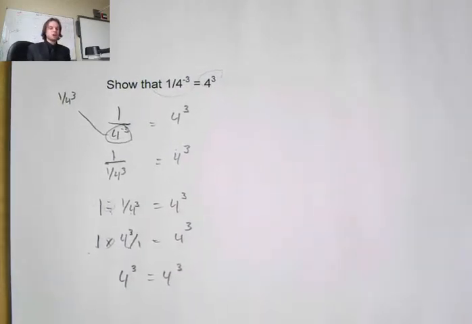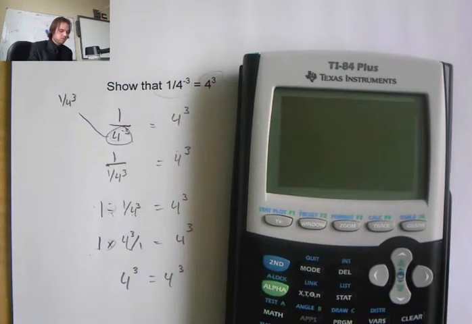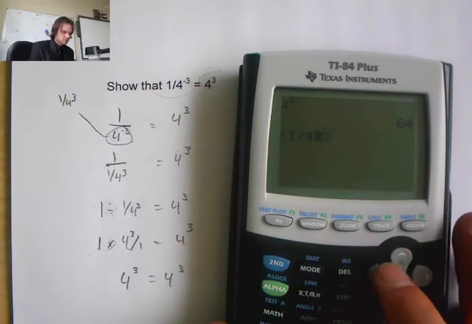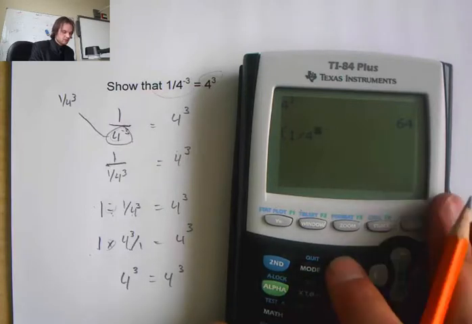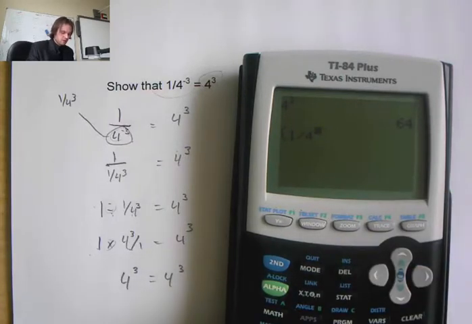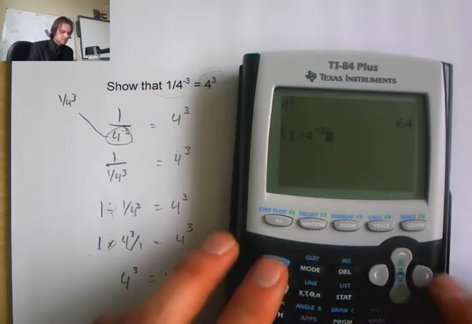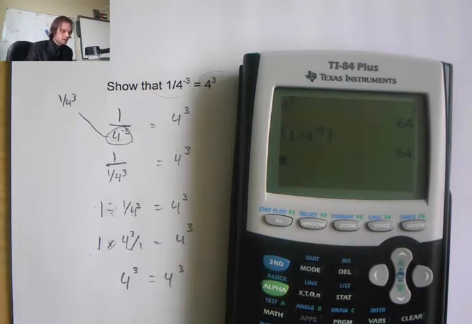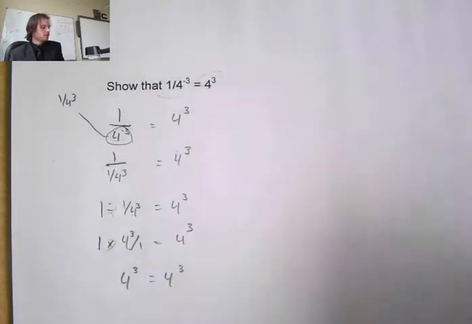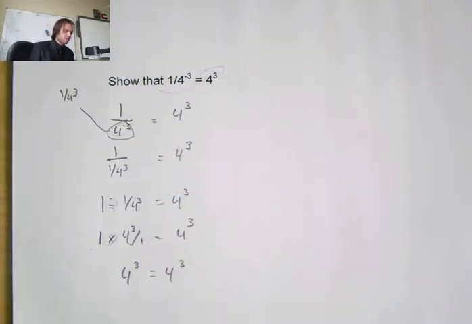And if we want, we could check in our calculator. How do we do that? I'm just going to go 4 to the power of 3. There's 3. Enter. And then I'm going to go 1, bracket 1 divided by 4, all to the power of negative 3. 1 divided by 4 to the power of negative 3. And enter, and I get 64. So on the calculator, they show the exact same thing. There we go. They're both equal to 64.